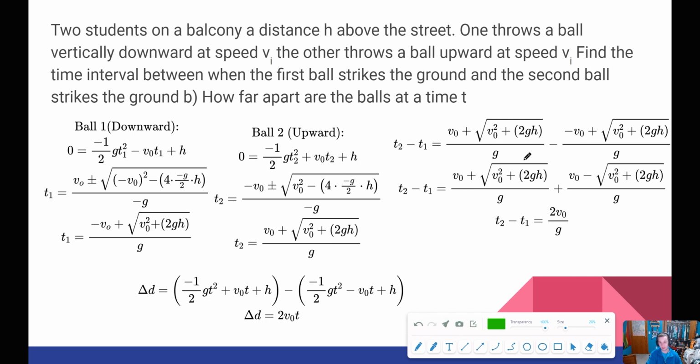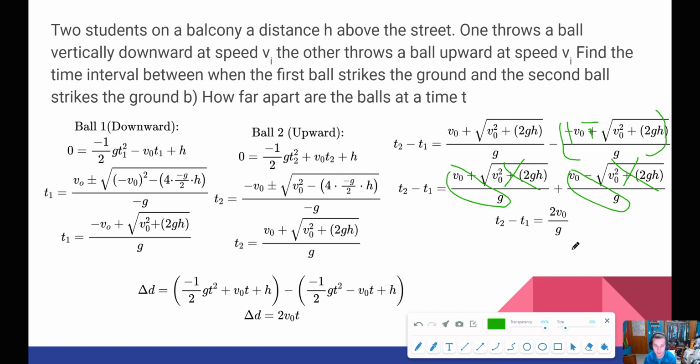So then you just subtract the two. Keep in mind that this is a big quantity, so you have to distribute in the negative. So this becomes a positive, this becomes a negative. And so then when you get down here, the big square root terms cancel each other out, and you then add your two like terms together, so you get 2v naught over g.